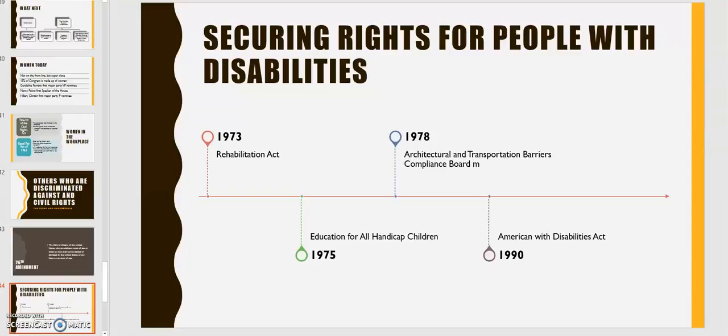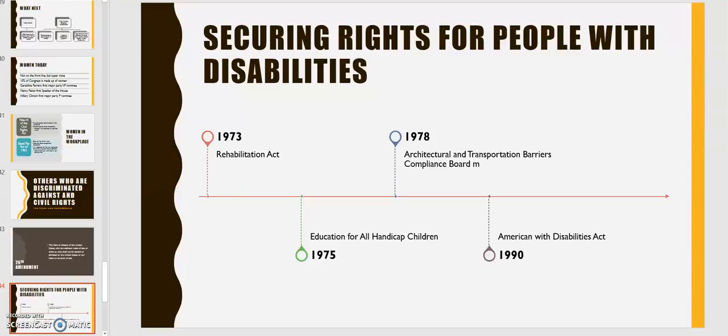So in 1973, we have the Rehabilitation Act. In 1975, we have the Education for All Handicapped Children Act. What that one is going to do is say, prior to this, we had been putting kids in institutions, thinking they were so handicapped that they didn't really deserve an education. In 1975, we say, no, actually, all kids deserve an education.